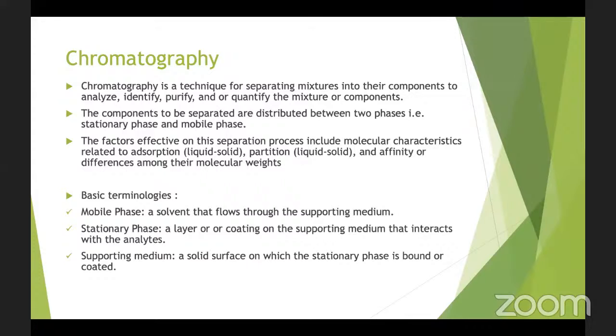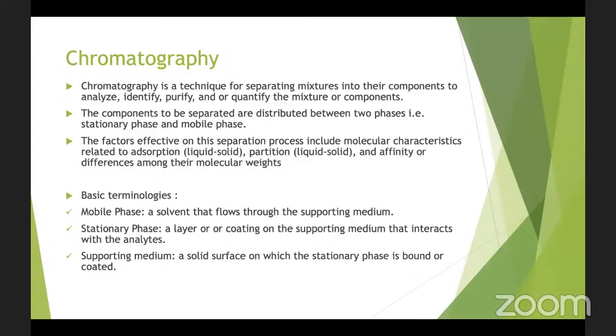Before we move on further, let's see some basic terminology that will be used during this lecture. Mobile phase, as I said, is a solvent that flows through the supporting medium or through the stationary phase. This mobile phase is responsible for taking your sample along, which needs to be separated. Sample here means the mixture or the component that you want to separate.